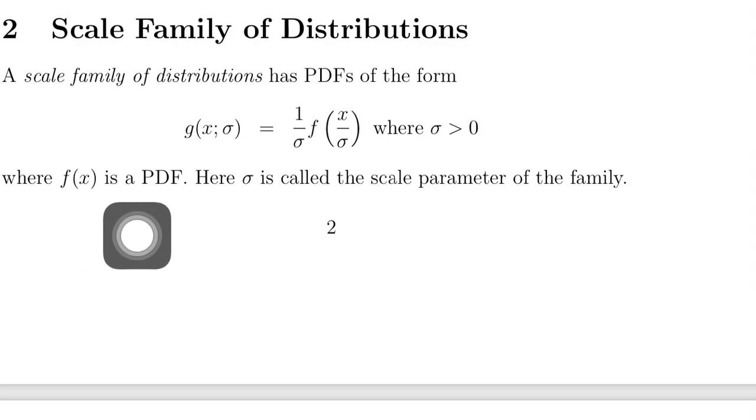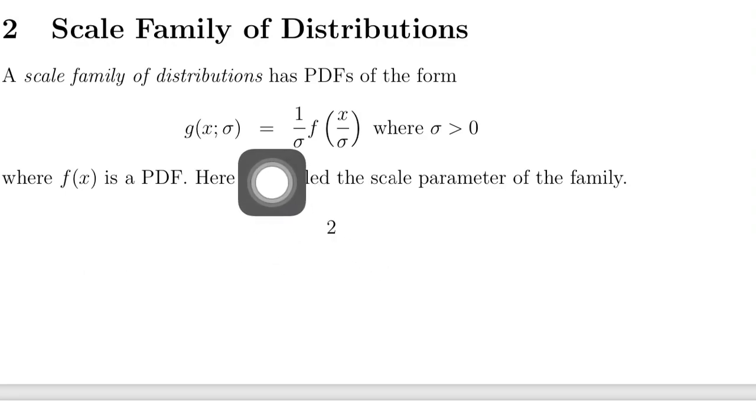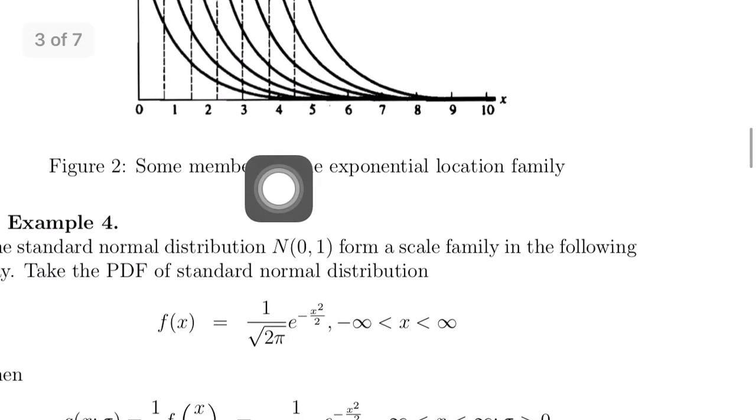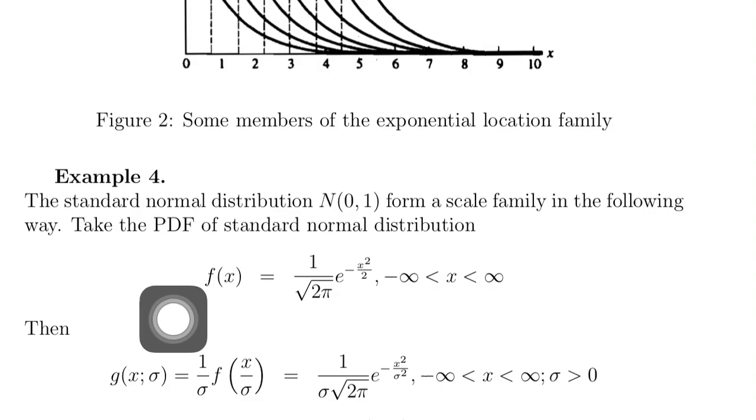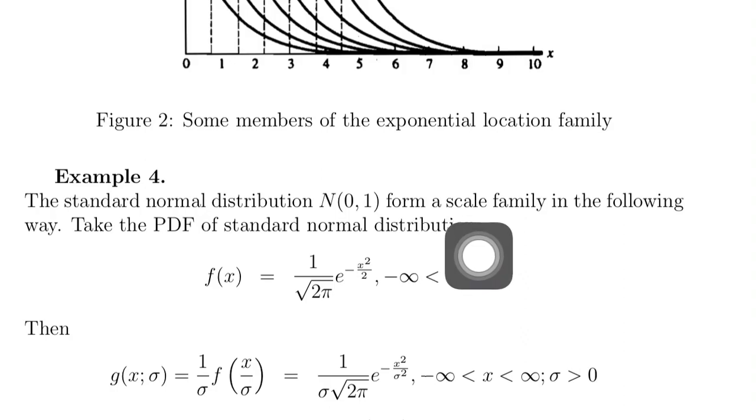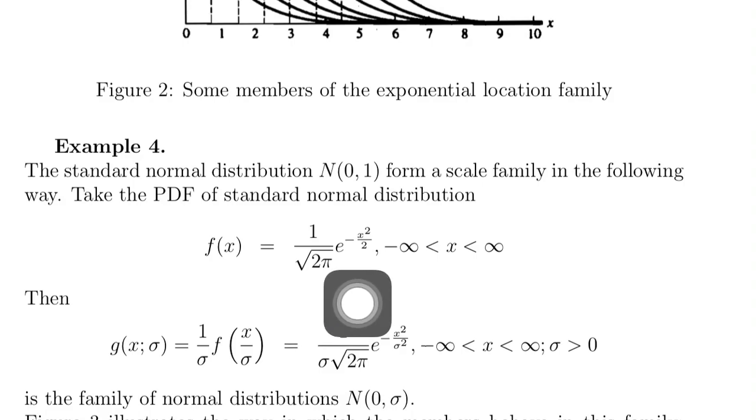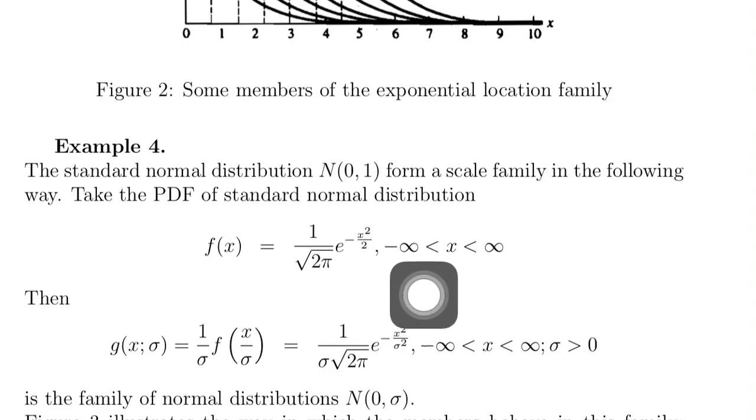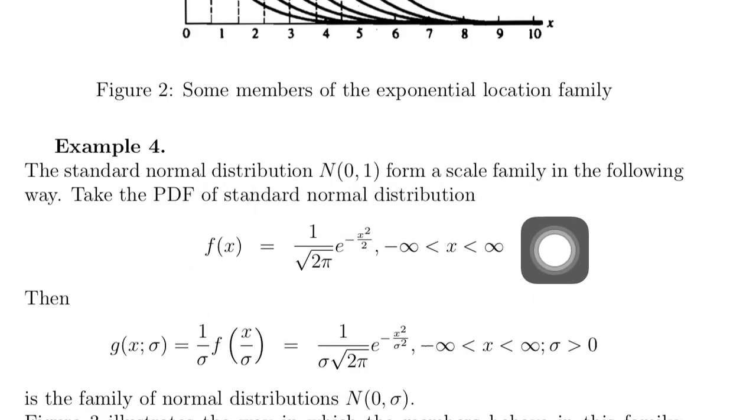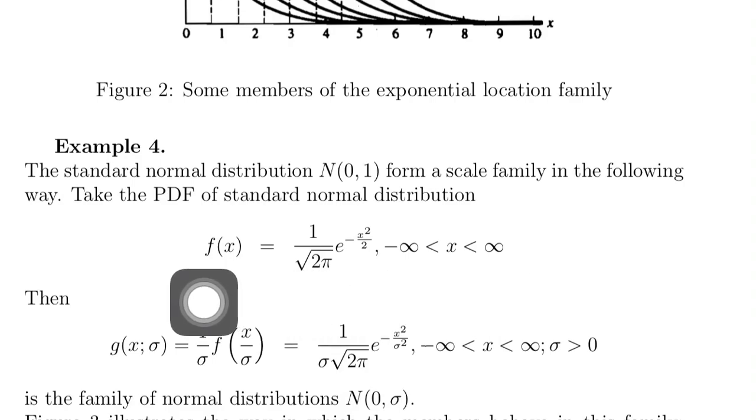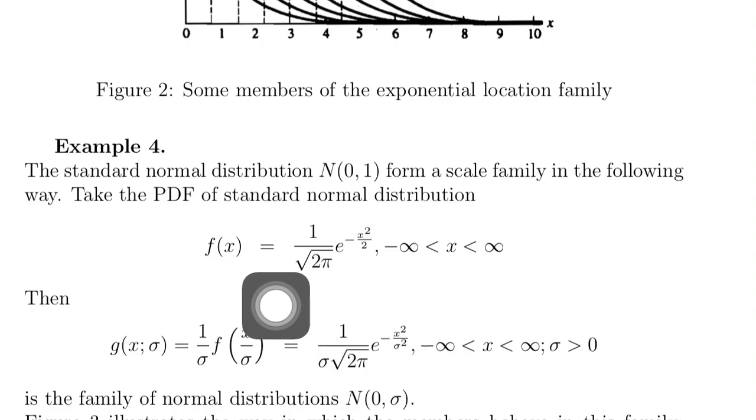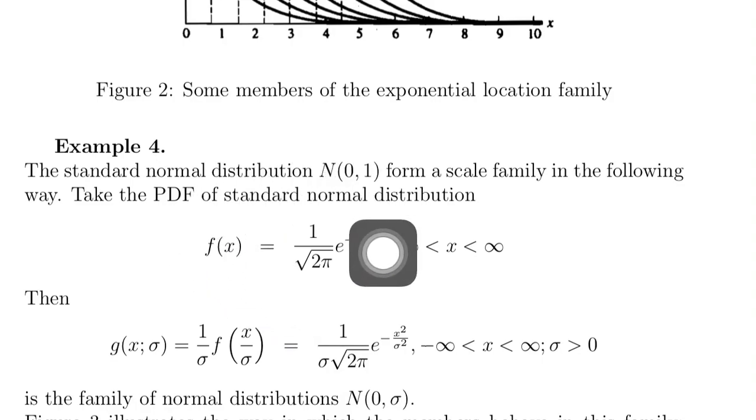Now we can illustrate this by means of some examples, and of course first we take the normal density. You see the standard normal distribution, f(x) equals 1 divided by root of 2 pi, e to the power of minus x square by 2, where x varies from minus infinity to infinity. This is the standard PDF of the normal distribution with mean 0 and standard deviation 1. And you see how we construct a scale family out of this distribution f(x).